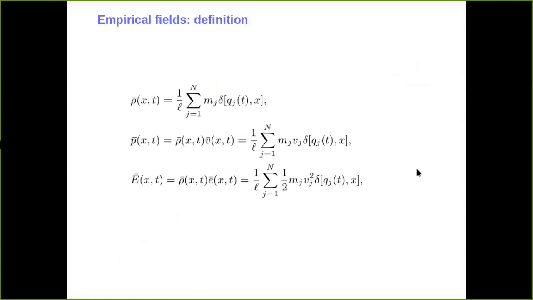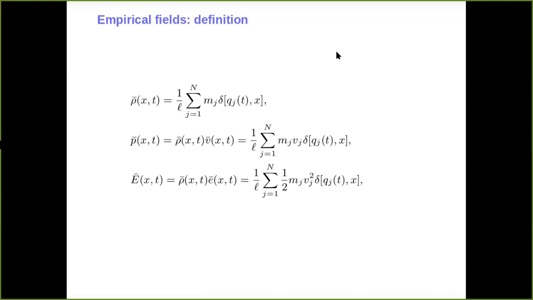Okay, so we can also define the empirical fields in this way. It is the same way. The only difference is that we do not take the average over initial configuration. The rest of the part is the same. So you grid the system, count the number of particles, count the momentum, and count the total energy in each grid, and that will give you the empirical field. We do not average over initial configuration here.